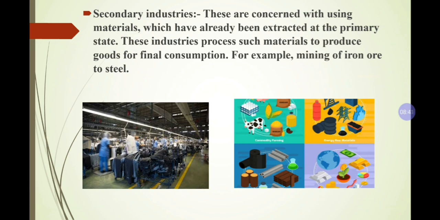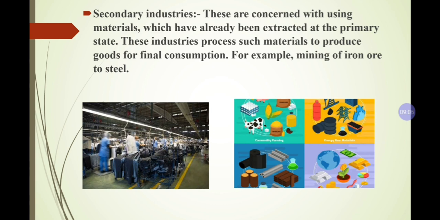For example, mining of iron or steel. So iron and steel ore have been taken from the core of the earth. They produce multiple things from the secondary. So primary industry was only taking the iron and steel ore. Secondary industry collects that iron and steel ore and produces the products.